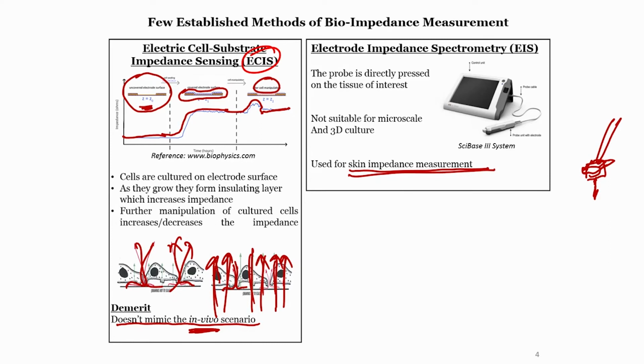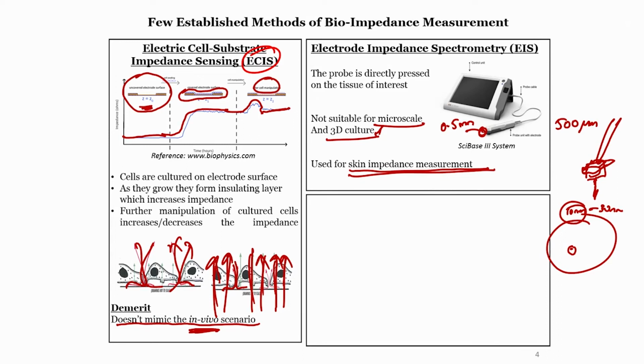And this is not actually suitable for microscale or 3D culture, because the tip is quite big. You cannot take this probe and put it inside a cell culture dish and try to measure, that is not possible, because this tip is very large. Cells are only around 10 to 30 nanometer in dimension. This tip is clearly at least 0.5 mm or 500 micrometer in dimension. So it cannot be used in the microscale or for 3D cultures. That is the shortcoming of electrode impedance spectroscopy, but it's a very nice technology.